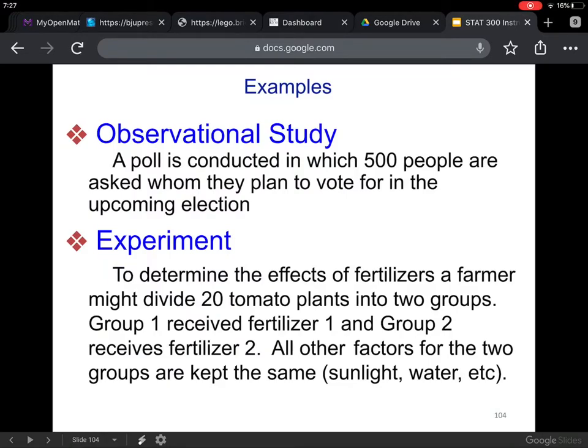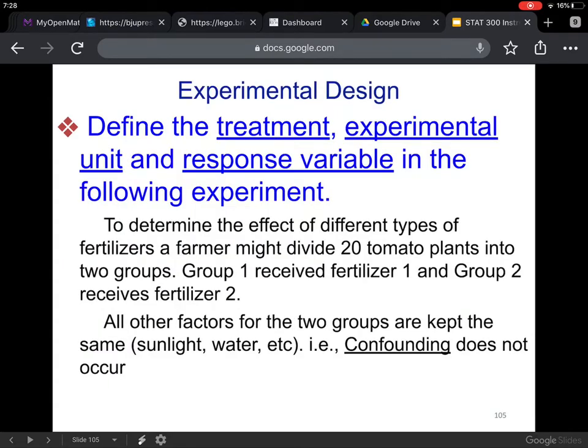So examples. Observational study: a poll is conducted in which 500 people are asked whom they plan to vote for in an upcoming election. And then an experiment, for instance, would be to determine the effects of fertilizers. A farmer might divide 20 tomato plants into two groups. Group 1 received fertilizer 1 and group 2 received the second fertilizer. All other factors for the two groups are kept the same, the sunlight, the water, etc. That would be an experiment. And in an experiment, we need to make sure we understand what the treatment, experimental unit, and the response variables are. So in this example, let's actually go through that.